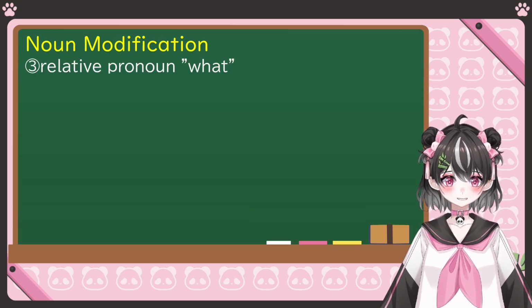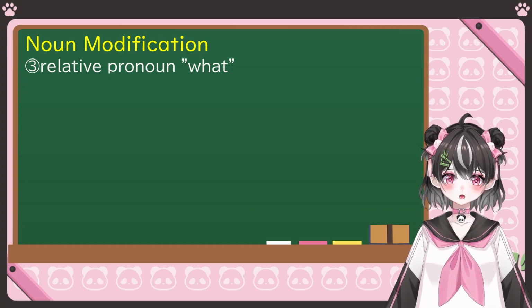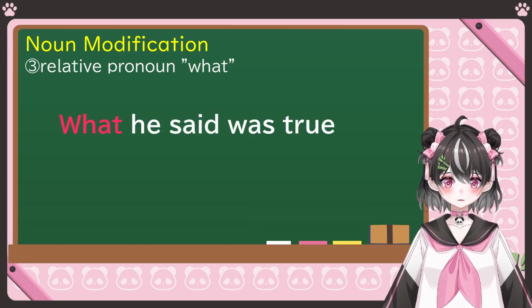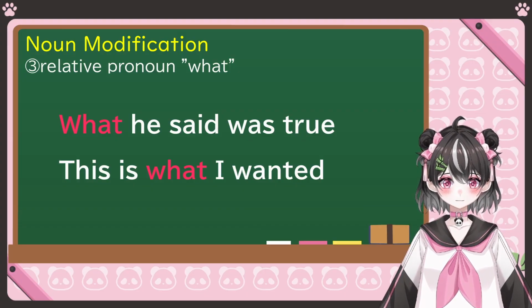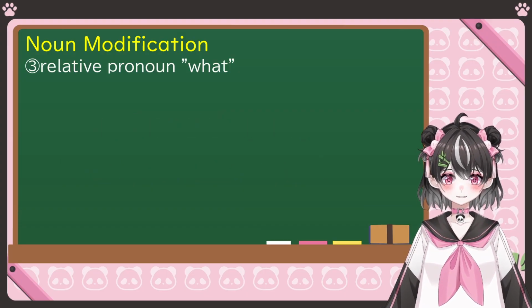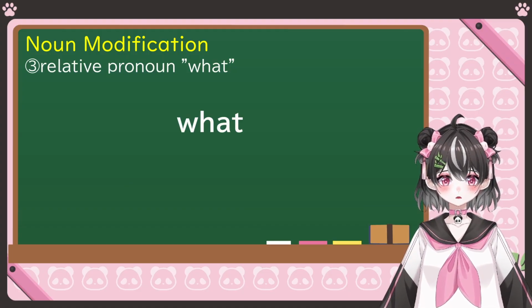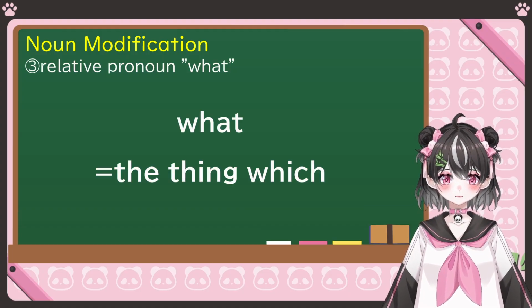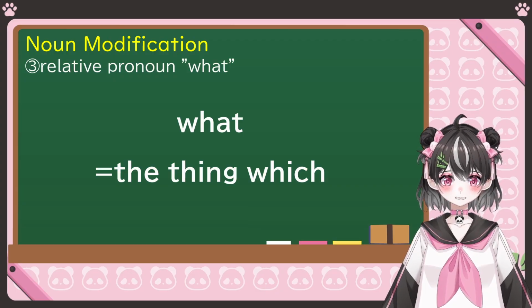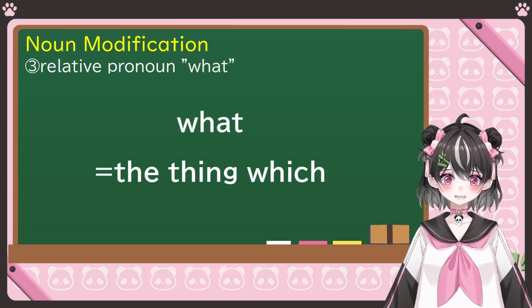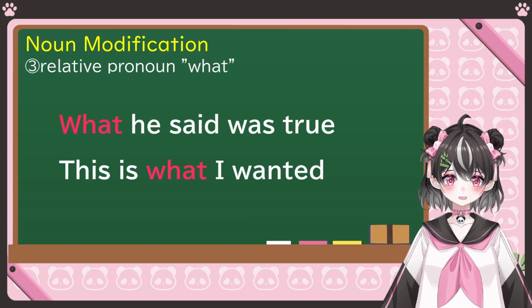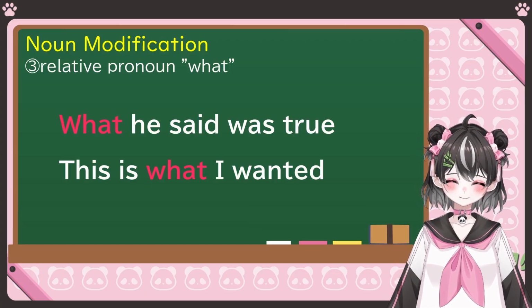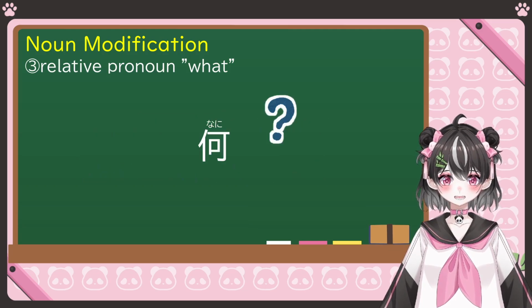Sentences that use what looks like this. What he said was true. This is what I wanted. In Japanese schools, we learned that what means the thing which. But is it actually correct? Anyway, putting that aside, how can we express this type of what in Japanese? It's not nani, of course.